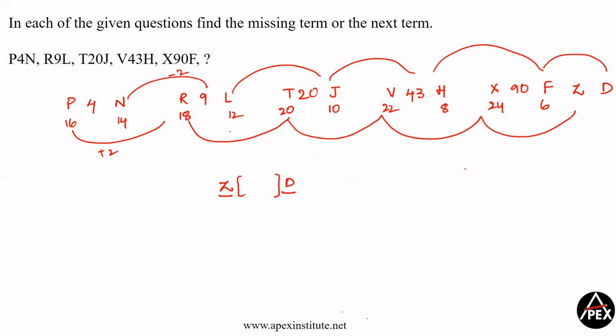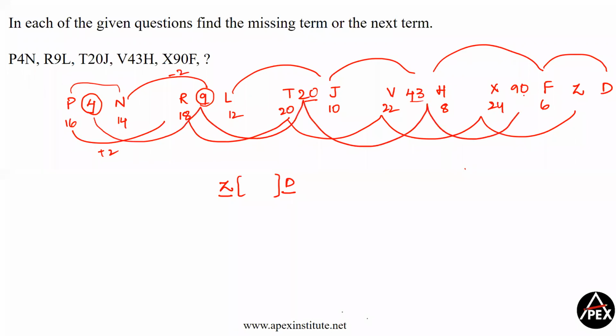185. Many of you are searching for how you got 4 here using P and N, how you got 9 using 8 and 12, 18 and 12, 20 using 20 and 10. Also understand that these terms can also form series. It is not necessary that the middle term should be related to the first and the last alphabet. So now 4, 9, 20, 43, 90.